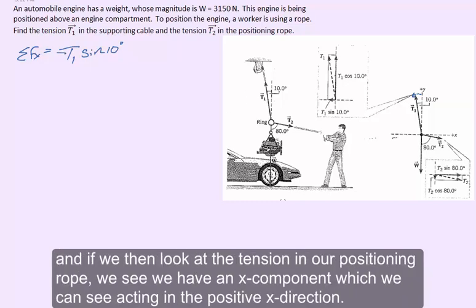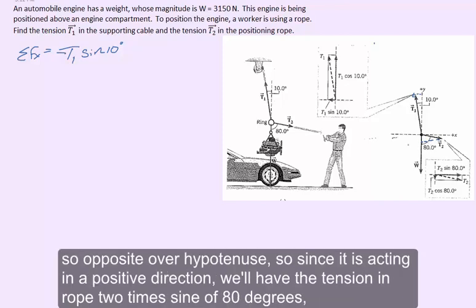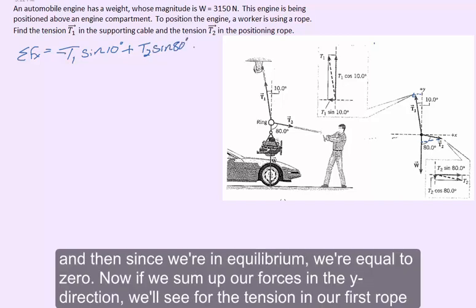And if we then look at the tension in our positioning rope, we see we have an x component, which we can see acting in the positive x direction if we make a right triangle below. And we'll see that our side acting in the positive x direction is opposite of our angle to our hypotenuse, so opposite over our hypotenuse. So since it's acting in a positive direction, we'll have the tension of rope 2 times sine of 80 degrees. And then since we're in equilibrium, we're equal to 0.